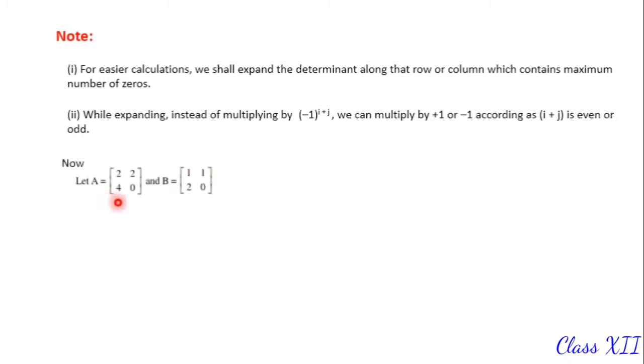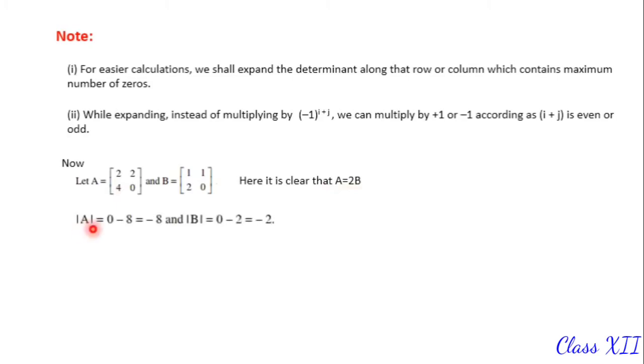Next, consider an example here. Let A be the matrix 2, 2, 4, 0 and B be the matrix 1, 1, 2, 0. Just analyze A and B. It is clearly visible that A is equal to 2 into B. If you multiply 2 here, 2 into 1 is 2, again 2 into 1 is 2, 2 into 2 is 4, 2 into 0 is 0, that is the matrix here. So A is equal to 2B.